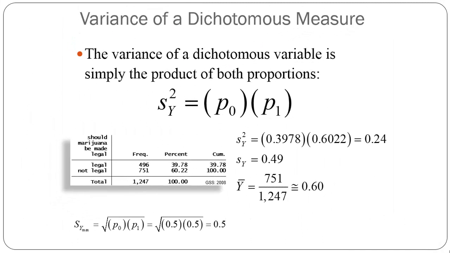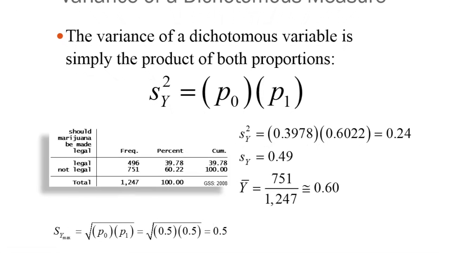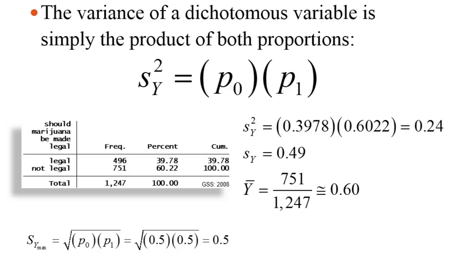You can also calculate variability around a dichotomous variable. And it's pretty easy. We just need to know the proportion of cases in one category and the proportion of cases in the other. So here we can get our variance as equal to the proportion coded 0 times the proportion coded 1. Remember, we have to take the square root of that to get to the standard deviation. So in 2008, we observe approximately 40% of the sample believing that marijuana should be legal, and approximately 60% believing that marijuana should not be legal.